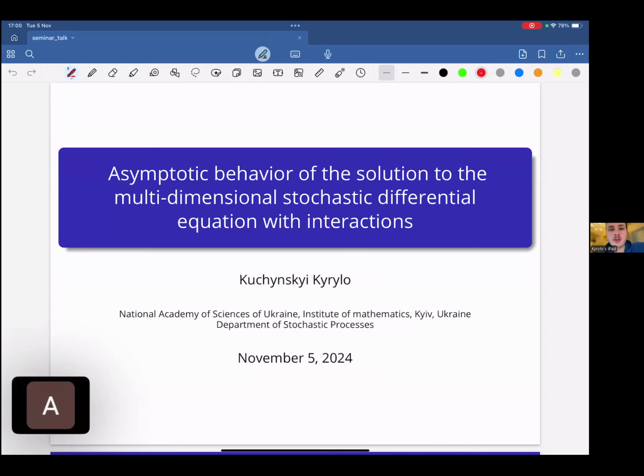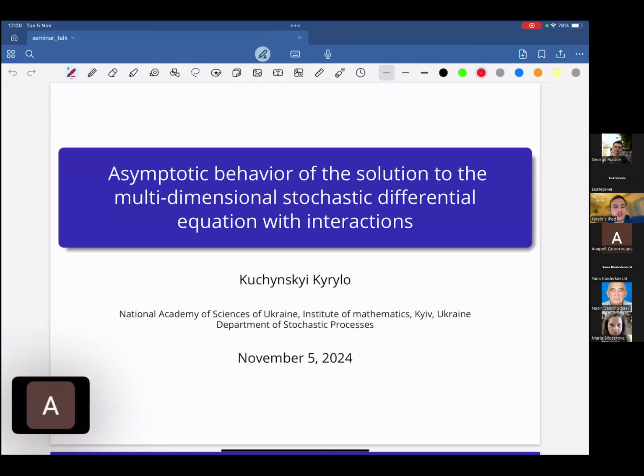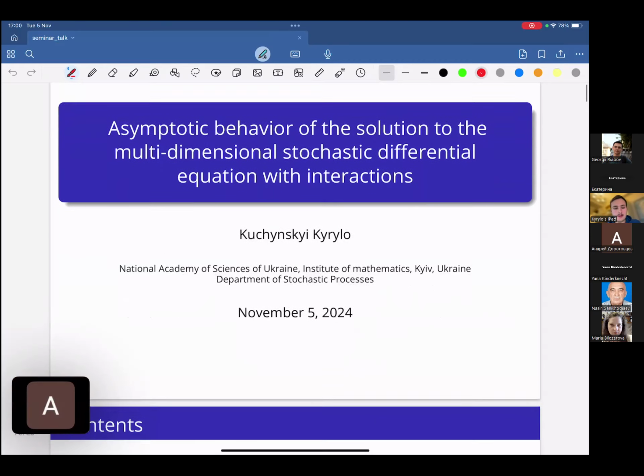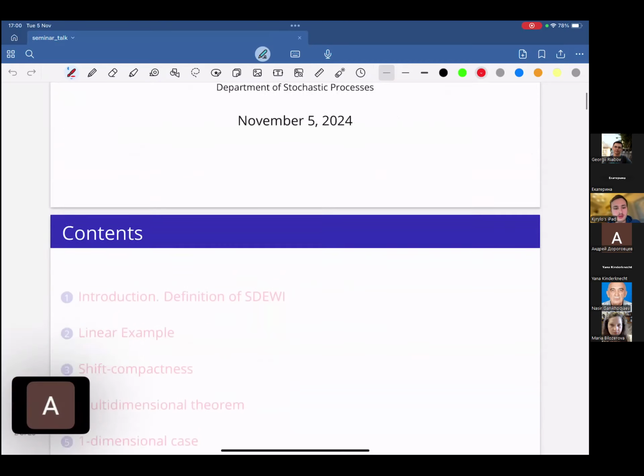Okay, yes. Hello, everyone. As it was mentioned, this work is devoted to stochastic differential equations with interaction, and it was written under the supervision of Andrei Anatolyevich Dragovtsev. Okay, and let's start.